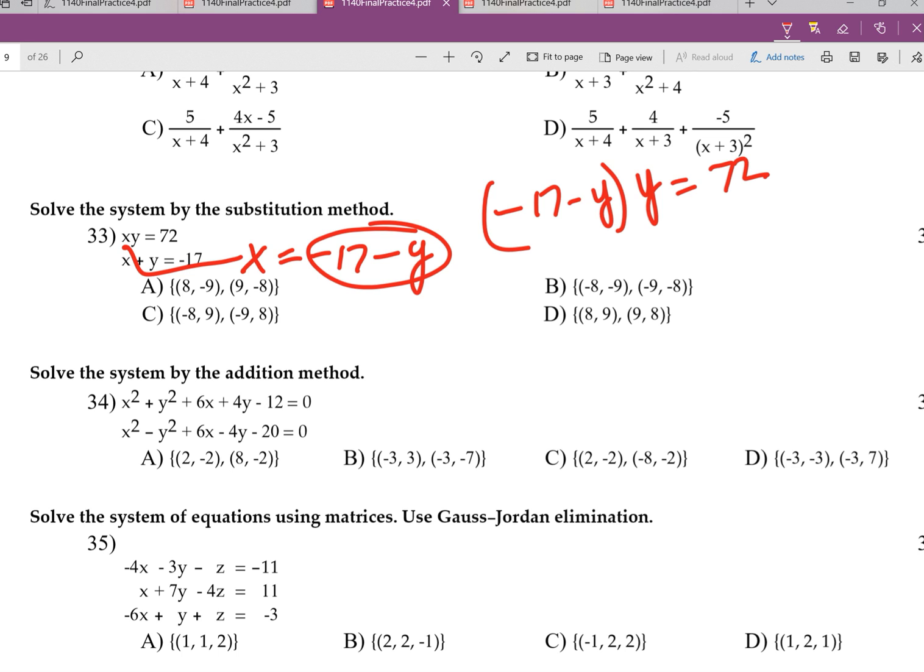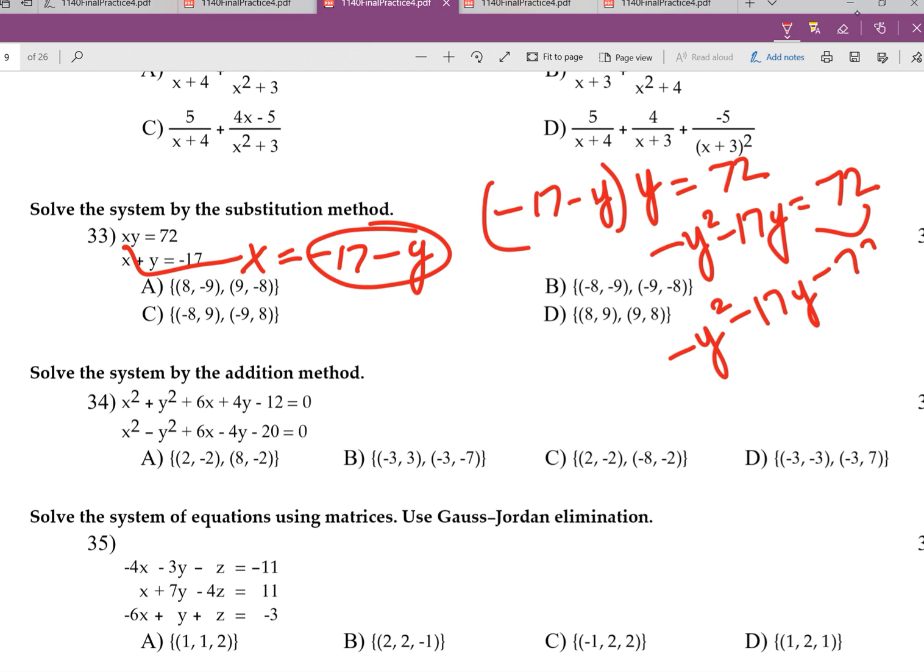Notice that I'm going to end up with a trinomial, because when I distribute this, I'm going to end up with negative y squared minus 17y equal to 72. Okay? If I subtract 72 and bring it over, then I have negative y squared minus 17y minus 72 equal to 0. I can factor out the negative 1. If I do that, all the signs change.